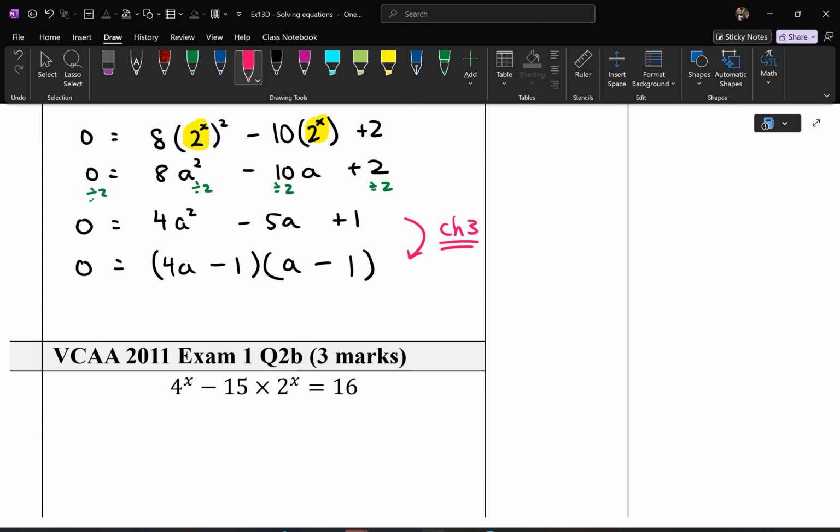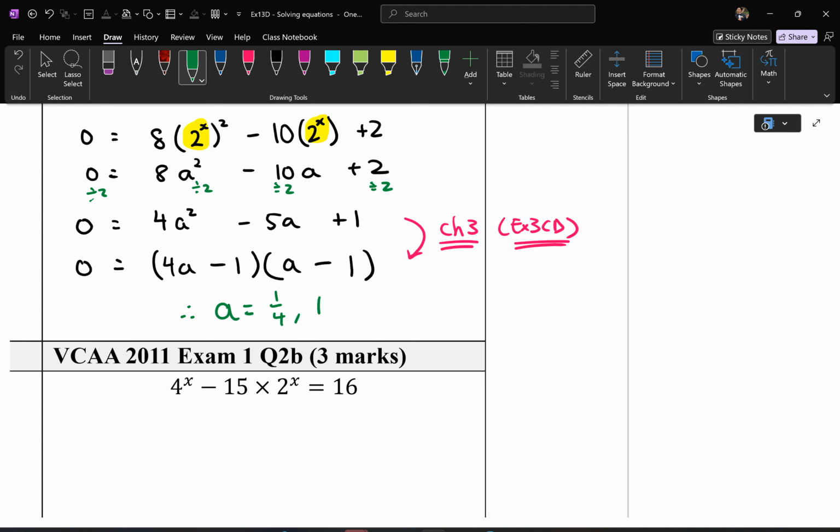That's a prerequisite by this point. Okay? That's 3C, I think it is. 3C and 3D. So you have to go back and revise if you've forgotten how to do that. 3C, 3D from chapter 3. So I factorized it using null factor law from 3D. What does A equal to? A equals to 1 over 4 and 1.